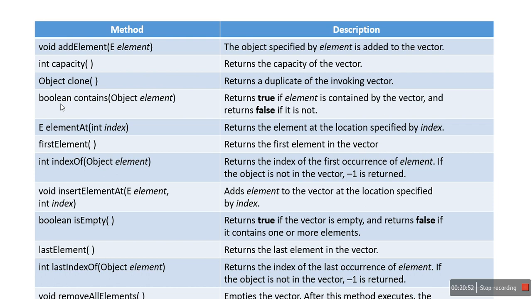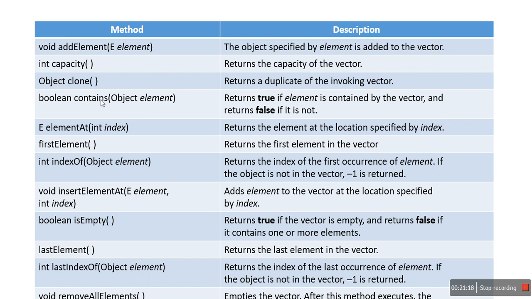Next, boolean contains. This contains method returns a boolean type, which is always true or false. It takes an object element, and the contains method is used to check whether this particular element is present within the vector.